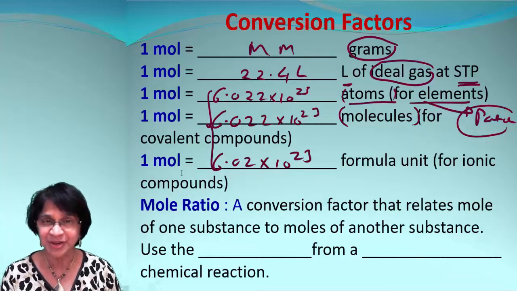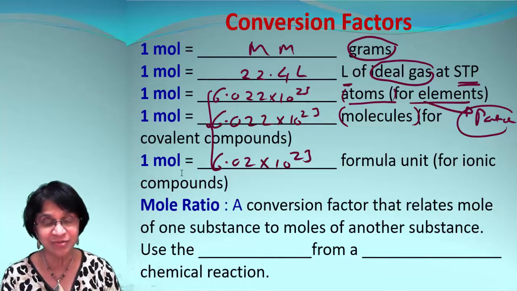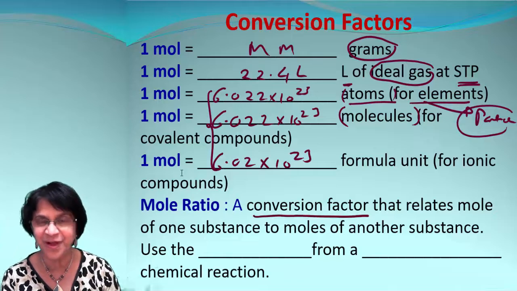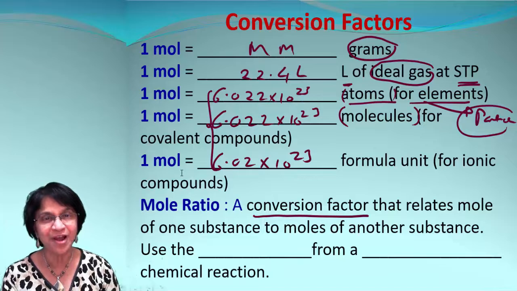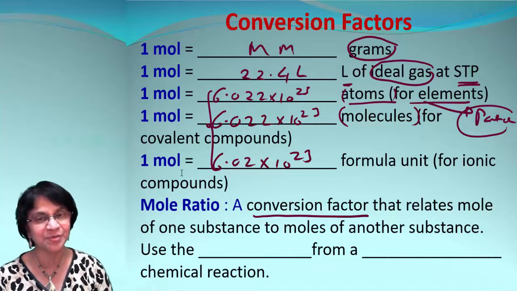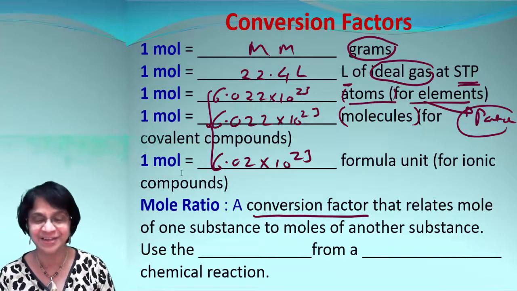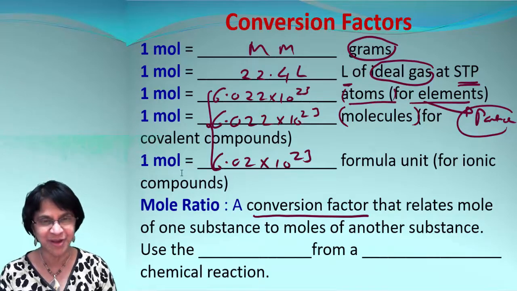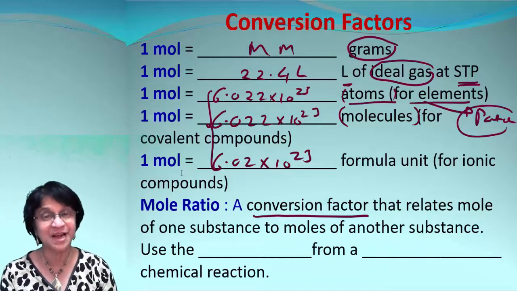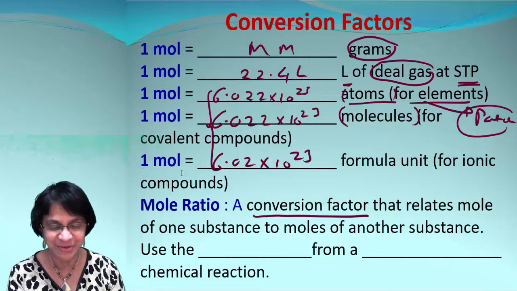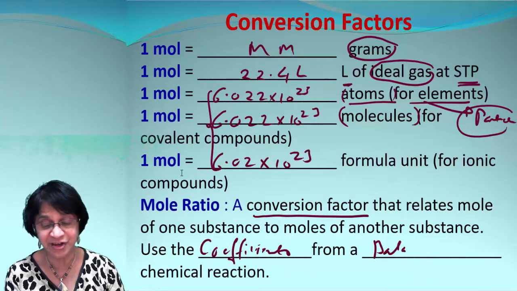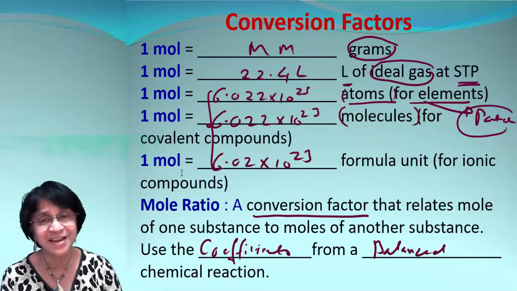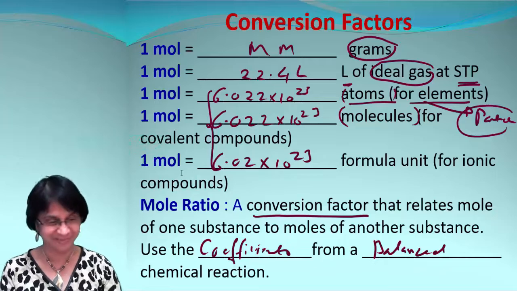What is mole ratio? Mole ratio is a very important conversion factor. And how do you find it? It is the moles of one substance and the moles of the other substance, and we take the ratio. So what do we need to have for that purpose? We need a balanced reaction, and we use the coefficients from the balanced reaction. Remember, if the reaction is not balanced, it is not going to work well.